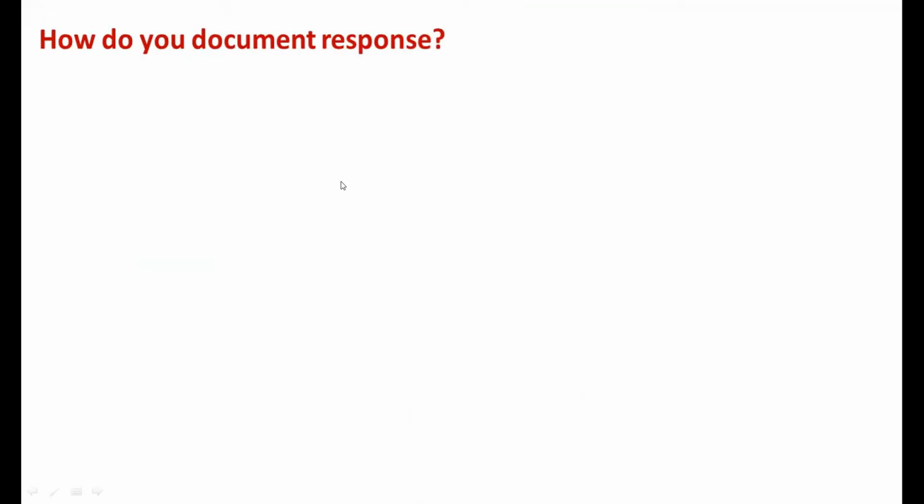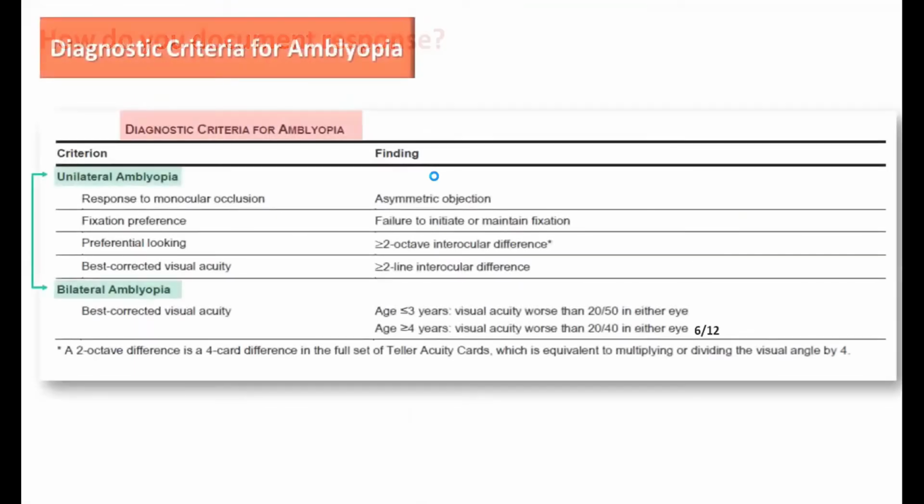So how can we document the response, whether it is improving or not improving? How can we document this? So here is a reminder. It depends on your diagnostic criteria for amblyopia. So for example, if you are able to check the visual acuity, the best way is to follow the case using the best corrected visual acuity.